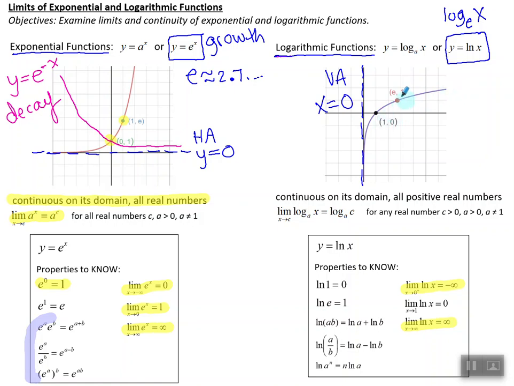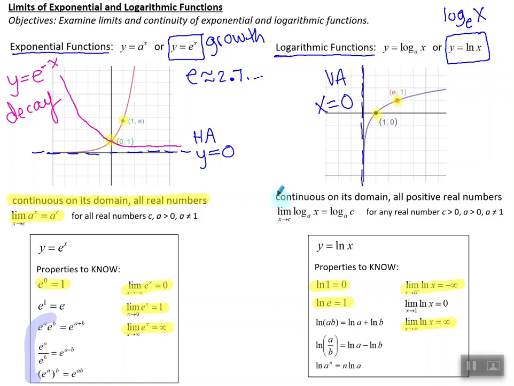Notice the 2 points that are on the graph, very important to remember. (1, 0), because the natural log of 1 is 0, and (e, 1), because the natural log of e is 1. You must know how this graph looks and behaves, and what these points are on the graph, these 2 points.